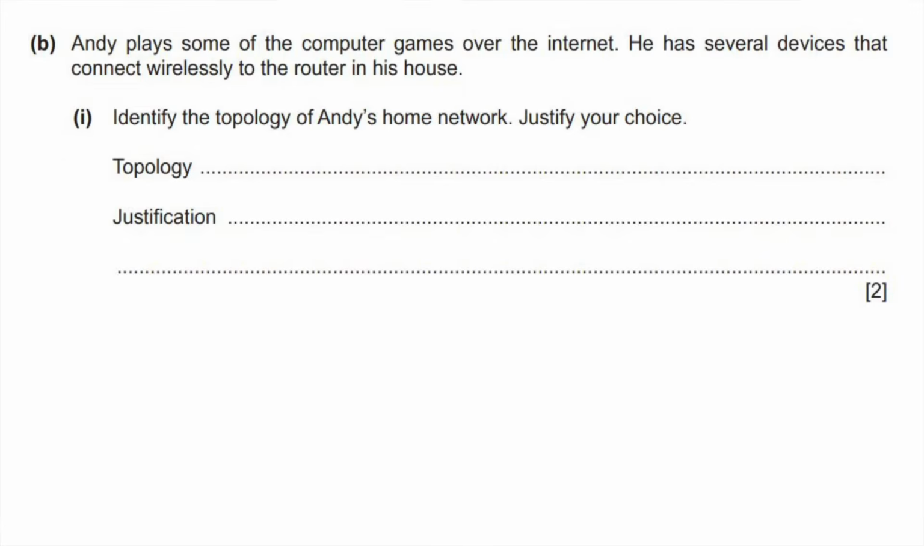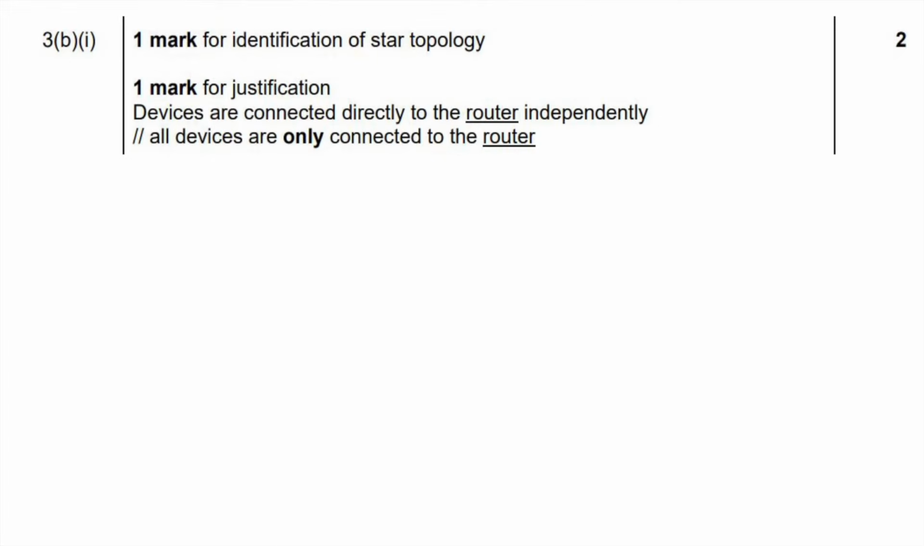So this is like a home Wi-Fi setup, and generally in this case, each device is just going to be connected to the router. Hence, it's going to be star topology. But we'll look at the justification. It says, of course, star topology: devices are connected directly to the router independently, and they're only connected to the router. So they're not directly connected to each other. If they communicate, it's done through the router.